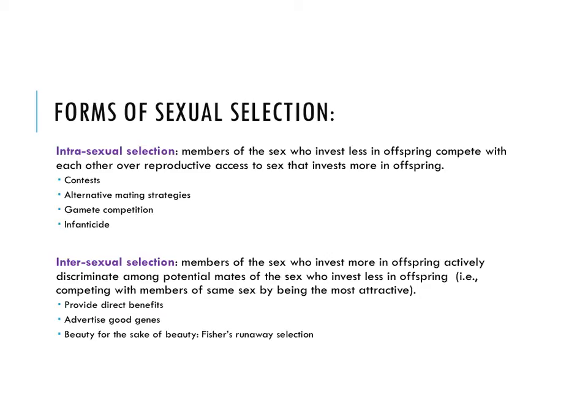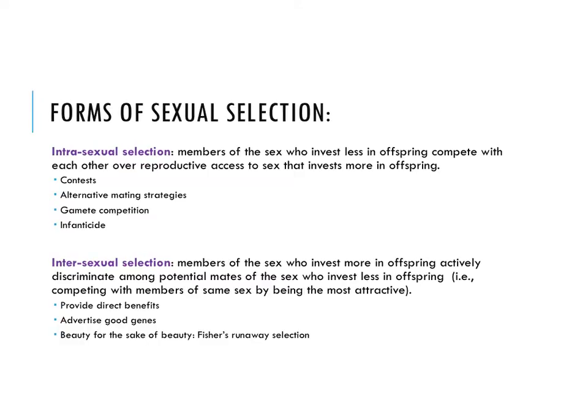All right, so the 4 forms were contests, alternative mating strategies, gamete competition, and then infanticide. Contests are like direct combat between individuals of the same sex, and they can lead to traits like large size or horns, any sort of weapon that gives them any increase in chance of winning the competition and thus increasing their fitness.